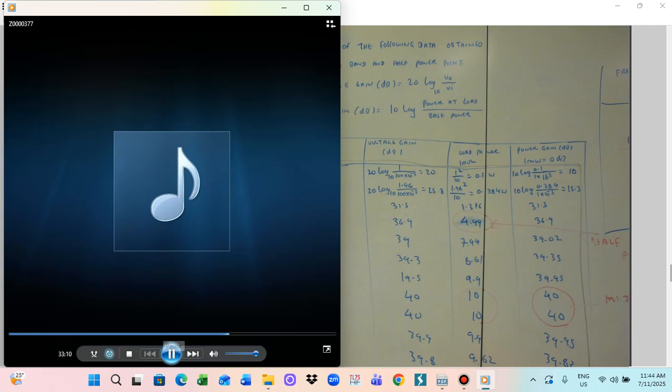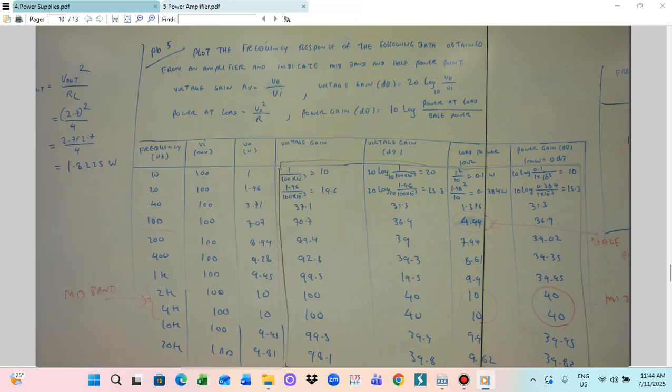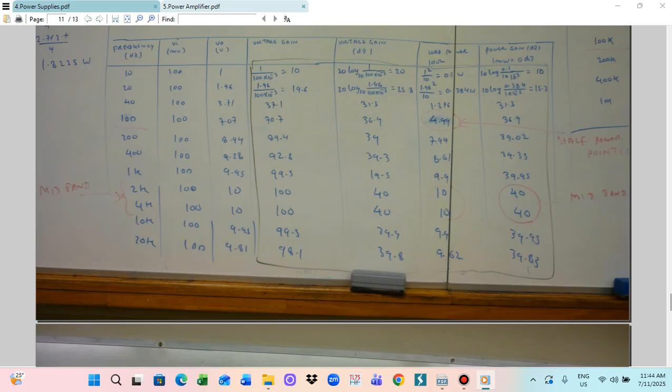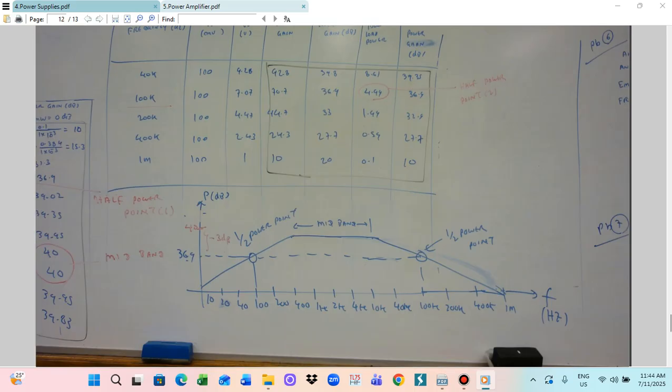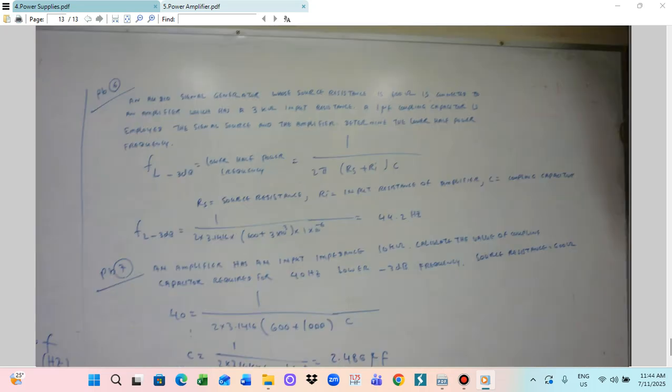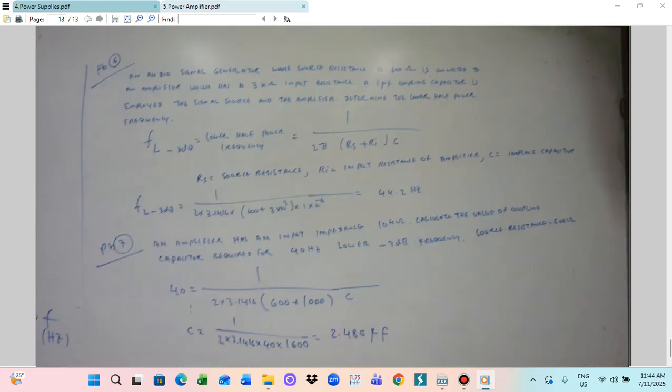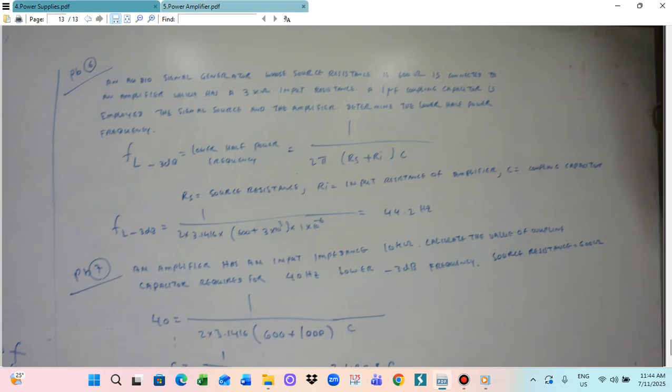So similarly, we use the two formulas to calculate for each frequency the VI, VO, voltage gain, dB, output power, and also power gain. Then we put them in the table and then we plot the graph. The horizontal axis is frequency, and the vertical axis is the voltage gain, power gain, dB, so that we can plot the graph like this.